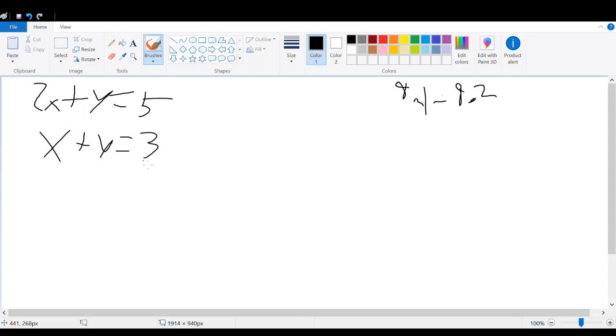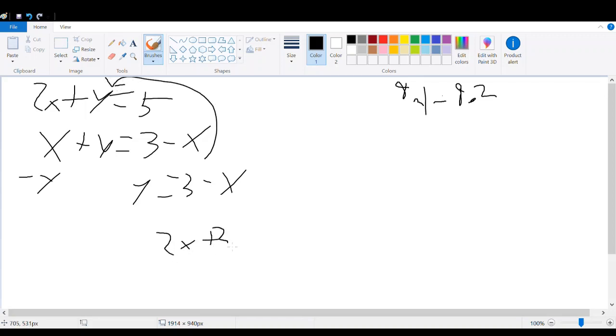If you don't remember what that is, with substitution, you try to isolate a variable in one of them, so I'll subtract x from both sides. I'll get y equals 3 minus x, and then plug it into this equation. So I'll get 2x plus 3 minus x equals 5, so x equals 2, because I combined like terms and brought over the 3. And then you back substitute into one of the equations, and you solve for y.